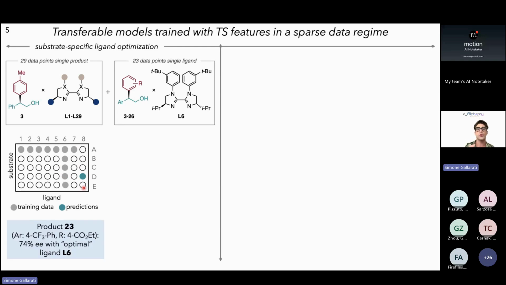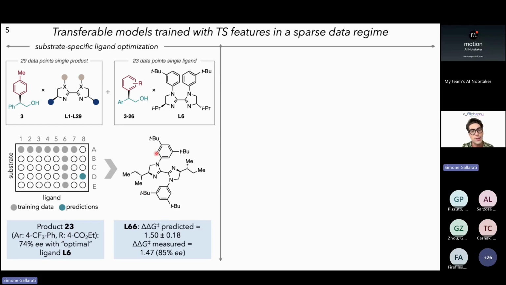Specifically, we focused on a combination of substrates that had previously been reported in lower enantioselectivity with the so-called optimal ligand. And by training our machine learning models using features extracted from those structures, so from the species on the potential energy surface that are proposed to be involved in stereoinduction, we were able to identify an unseen ligand that gave a moderate improvement in enantioselectivity over the previously identified best ligand.